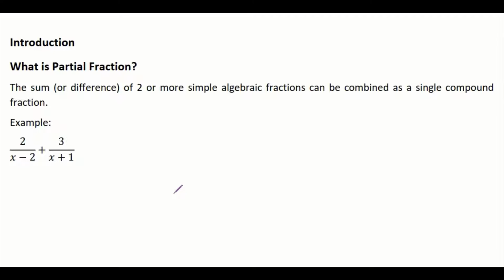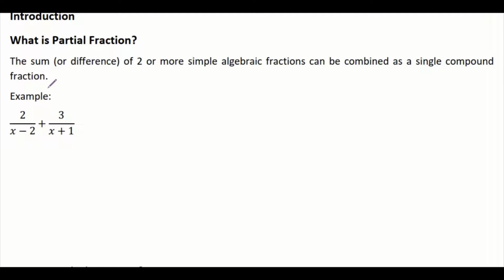by partial fractions first. By looking at this example, I'm pretty sure that most of us know how to do this. When you add them up, you will try to make your denominators the same, right? So you change this to 2 times x plus 1, and your denominator is also multiplied by x plus 1. Then for your second term, you multiply by x minus 2, so you get the same denominator as your first term.